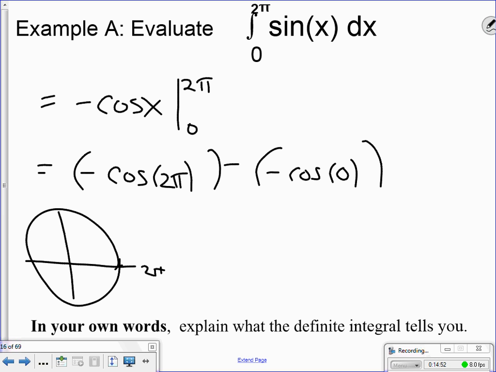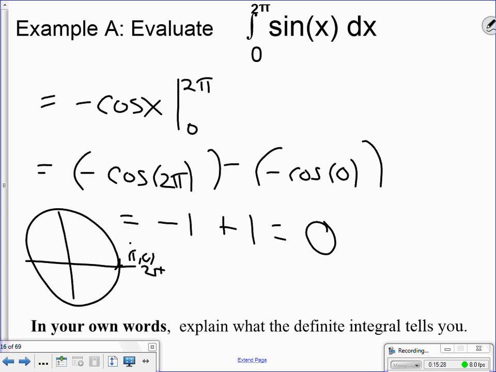All right, if I just asked you for cosine of 2 pi, what's that? Cosine, is it the x or the y coordinate? It's the x, right? Cosine sine, alphabetic order. Okay, so the cosine of 2 pi is 1. So we have negative cosine of 2 pi, negative 1, minus negative, so plus the cosine of 0, 1. So what do we get? 0.